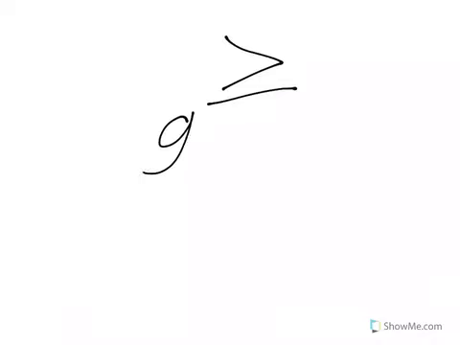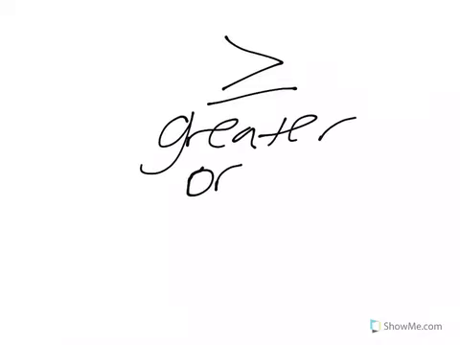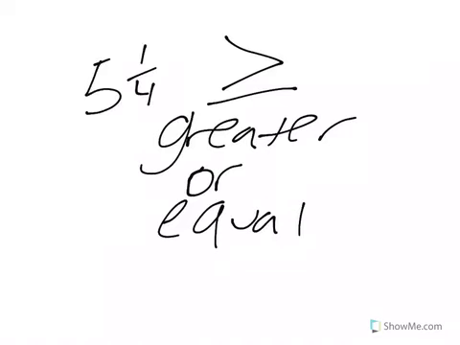You put a line underneath it, and it means greater than or equal to. Same thing as less than or equal to, except it's going the other way, right? So we could say 5 1/4 is greater than or equal to 4 7/8 because it is greater, right? It's one of the two. It's either greater or equal.